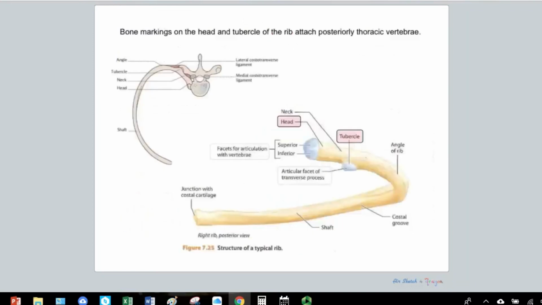And then there's a couple bone markings on the rib that you're going to need to know, I believe. One is the head, one is the tubercle, and these are the attachment sites where they attach to the thoracic vertebra. So here you have the head attaching to the thoracic vertebra, and there you have the tubercle attaching to the thoracic vertebra, and then it wraps itself around.